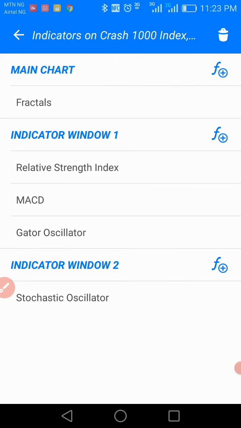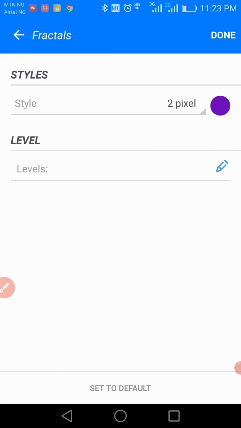I'll start anytime soon. Now on my main chart, I have only fractals. Of course, you know the parameter already. I don't trade without having it on my chart.